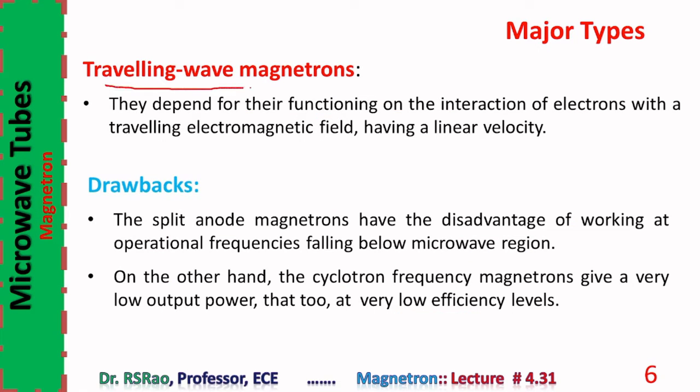Now, traveling wave magnetrons, the third type. They depend for their functioning on the interaction of electrons with a traveling EM field having a linear velocity. The discussion for us is on traveling wave magnetrons.